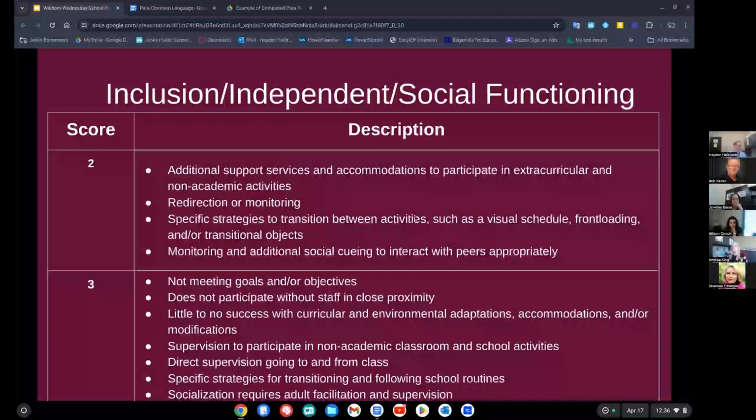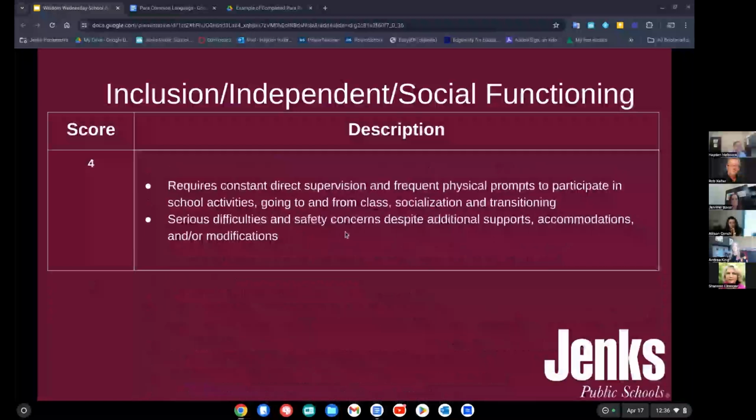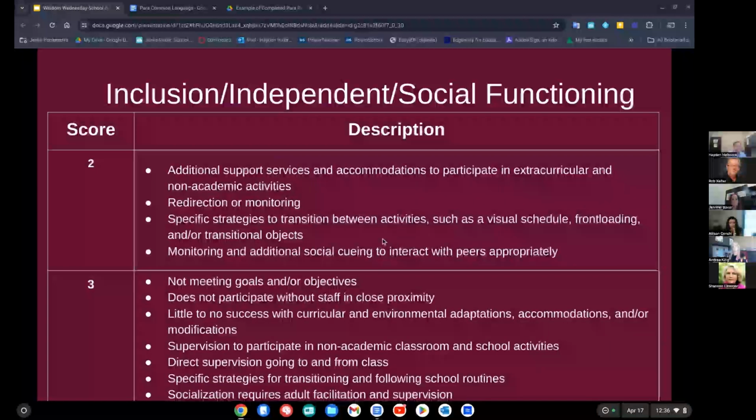And then they might possibly need that redirection or monitoring specific strategies between activities, such as a visual schedule, front loading, so on and so forth. And then the third criteria, they're not meeting their IEP goals as far as this inclusion, independent, and social functioning piece. They're really not participating with staff in close proximity. We're not seeing a whole lot of success with the curricular or environmental adaptations, accommodations, so on and so forth.